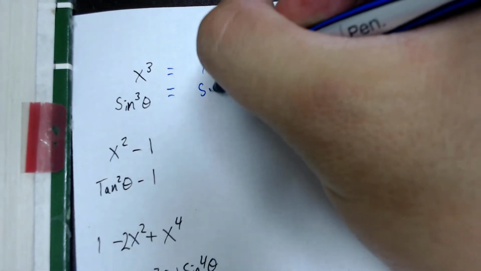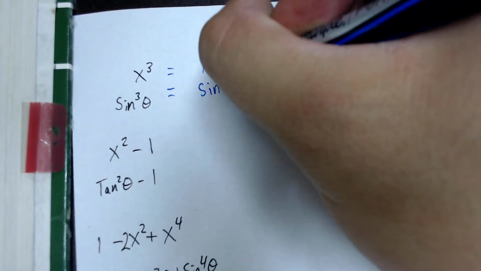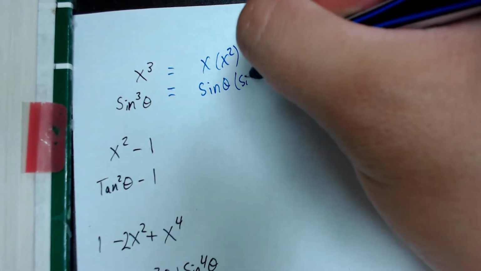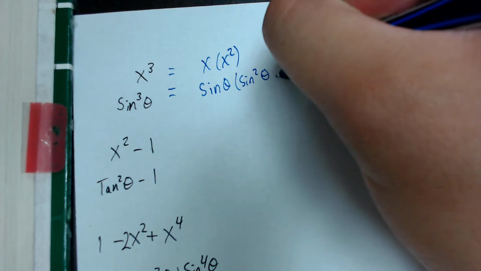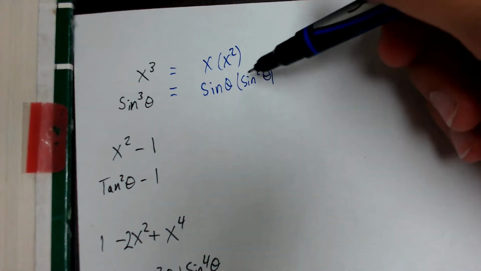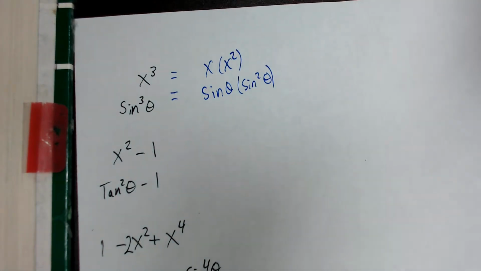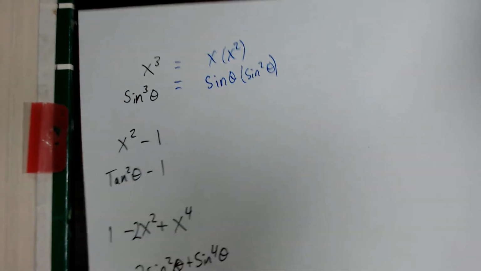We could say sine cubed of theta is the same as saying sine of theta times sine squared of theta. So you notice we see the split of the exponents. We have 1 and 2 and then 1 and 2. And so same rules of factoring, just new types of numbers being involved with them.